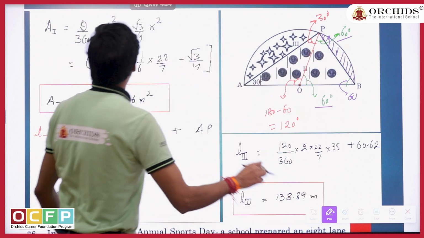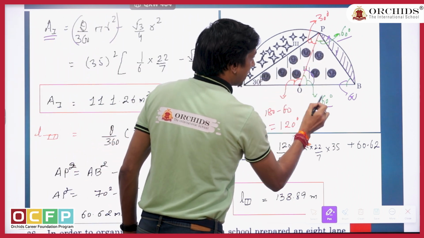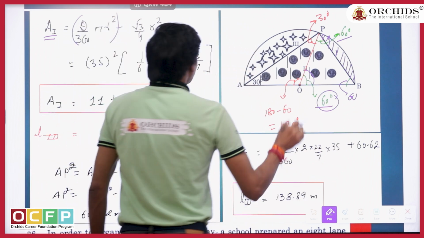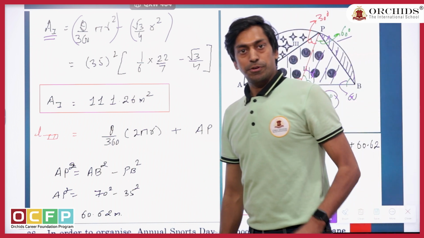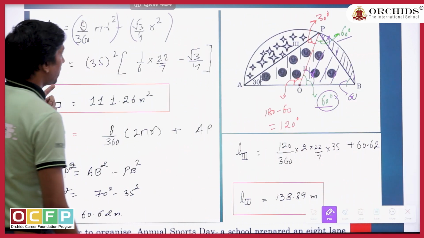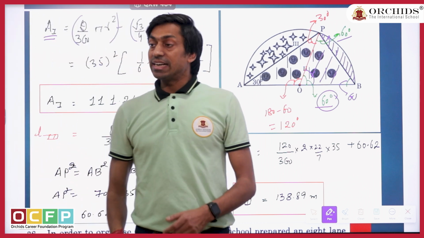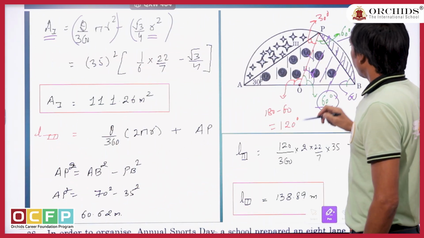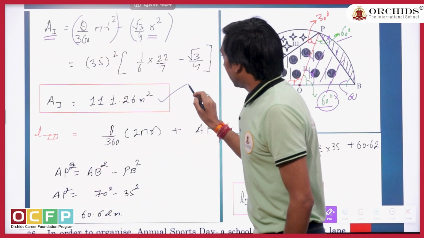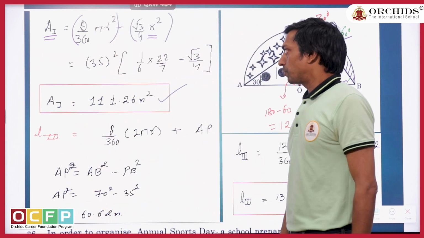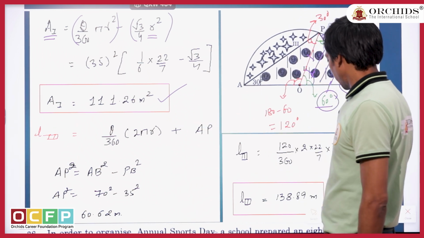Now we are interested in this part: the area in which mango saplings are planted. So we have to find the area of this section A. Area is equal to area of the sector, which has an angle of 60 degrees, minus the area of the triangle. As this is an equilateral triangle, we subtract its area. The formula for an equilateral triangle is root 3 by 4 times side squared. The radius itself acts as the side of this equilateral triangle. When you substitute the values, you will get the area of this part as 111.26 square meters after doing the calculation. So this is our part number 3.